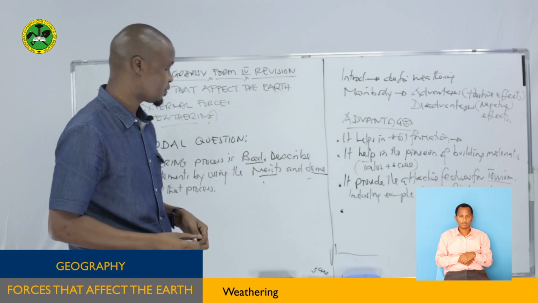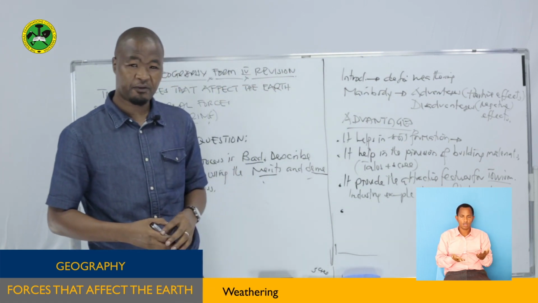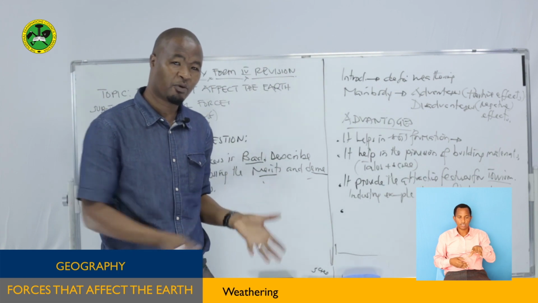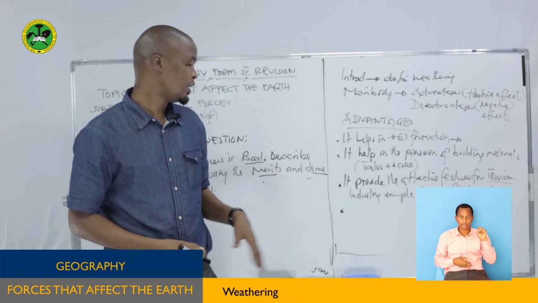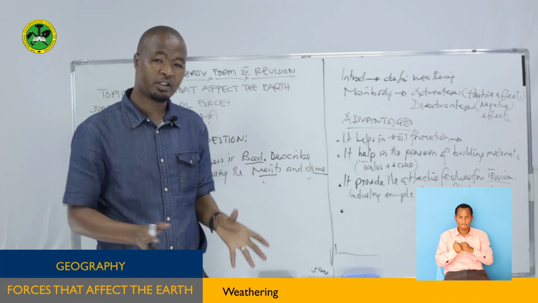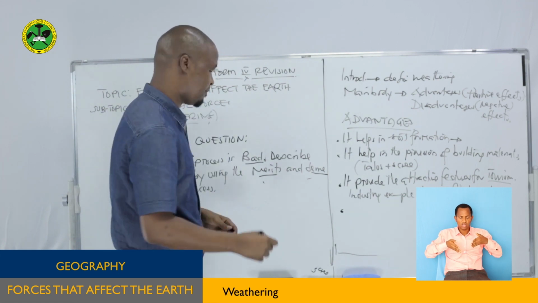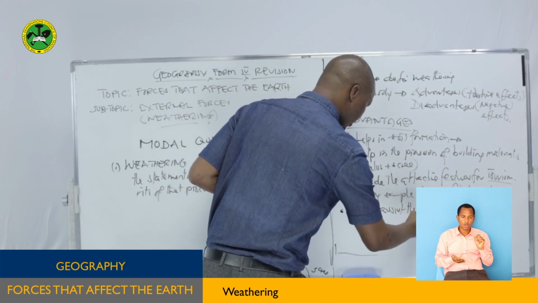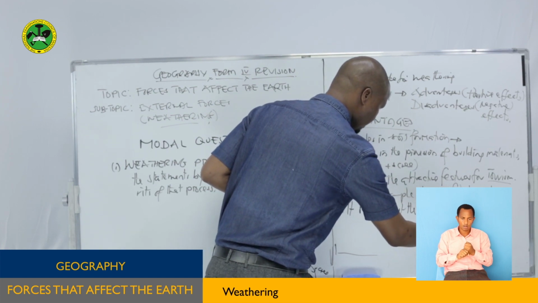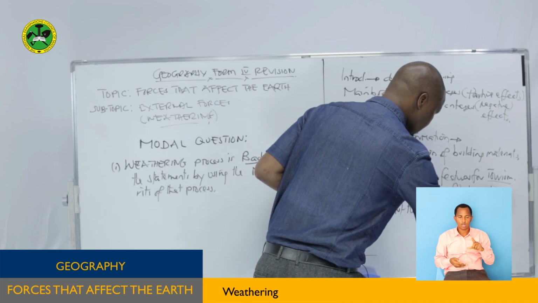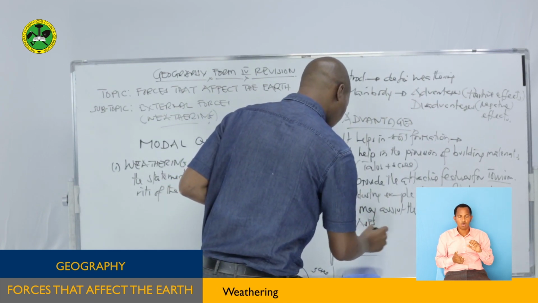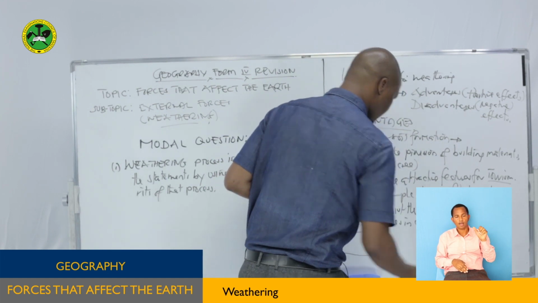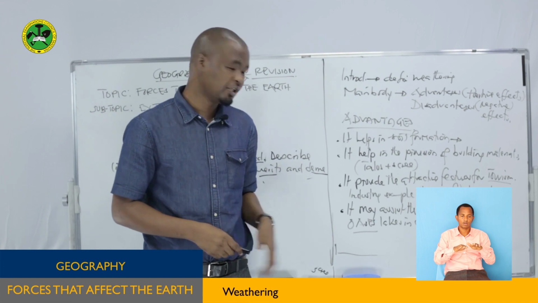But weathering may involve the provision of different lakes, especially when the material is carried away by the erosional agent. For instance, after weathering, it may leave a circular depression. The circular depression may be filled with water, and we may call it a lake, especially in desert areas. So it may assist the formation of lakes. Example, oasis, lakes in desert areas.